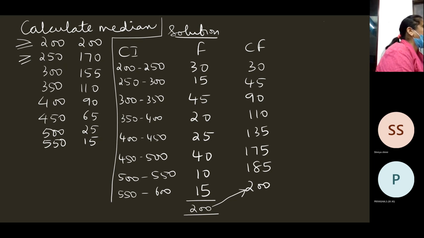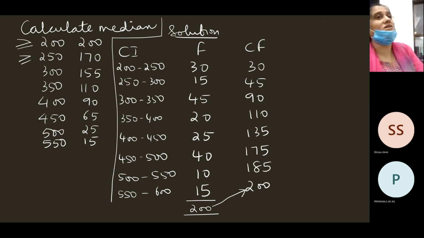What is N by 2? The total of the frequency column divided by 2. What is CF? Cumulative frequency of the class interval preceding the median class interval. And F, frequency of the median class interval. H, width of the median class interval. Now, supposing you have different sizes, H is the width of the median class interval.